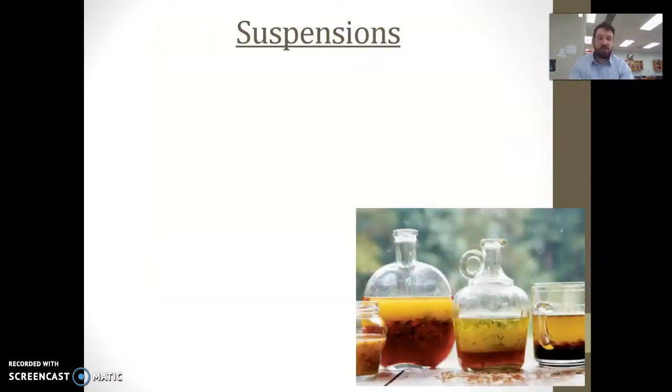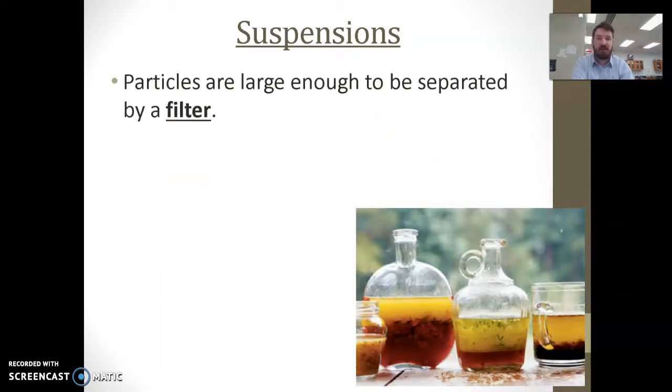All right, and our last type of mixture, and this is another heterogeneous mixture. You can see that it's heterogeneous with your eyes, much easier to see than a colloid, and that is a suspension. So in a suspension, your particles are large enough to be separated by a filter. So whether it's a strainer in your kitchen or actual lab filter paper in the chemistry lab, we can separate the liquid from the solids here.